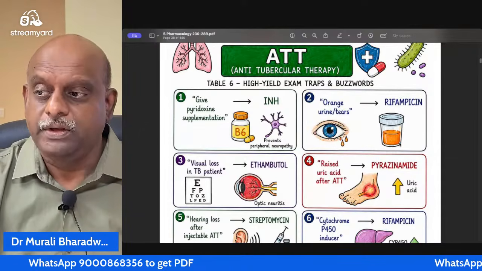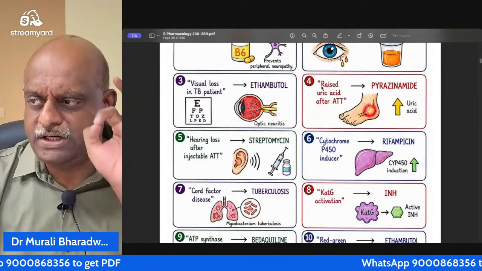So now, doctor, visual loss in TB patients is ethambutol.